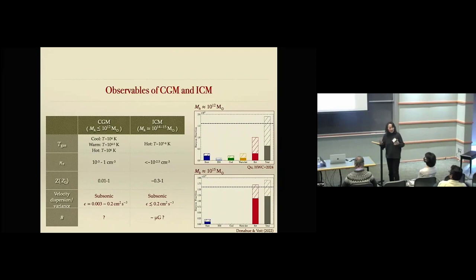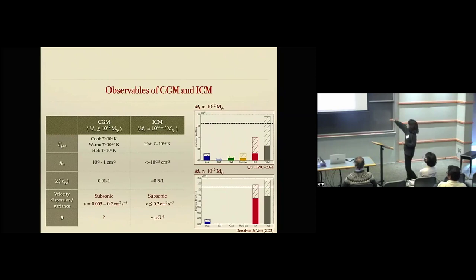We have heard a lot about velocity fluctuation. We can measure that both in the low mass CGM and in the cluster environment using different techniques. It was only at the last minute that I realized I needed to add magnetic field. In the CGM, it's really a big question mark. Maybe I should have said it's non-zero. That much we know, but exactly how much we don't know. In the ICM environment, order of magnitude speaking, it is microgauss.